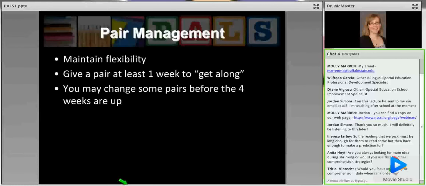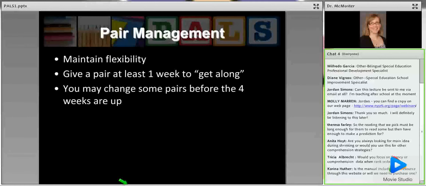And then in terms of managing pairs, again, stay flexible. If you need to move kids around, that's okay. It is a nice idea to give a pair at least a week to get along. Sometimes kids surprise us, so there might be a child who doesn't tend to work well with others, but maybe in a more structured situation where they also get to be the coach sometimes is enough to help them do well in the situation.